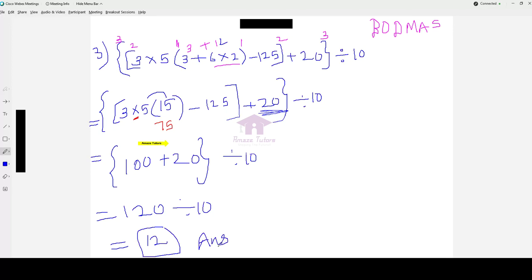So don't panic if there are many operations, if there are many parentheses like this. You have to do the same order only, BODMAS. Follow the rule correctly without missing, without misarranging. Also, if there are many brackets, start from the innermost bracket. I hope you understand the order of operations, friends.